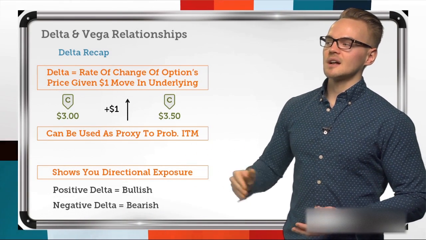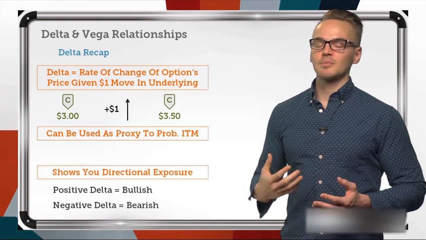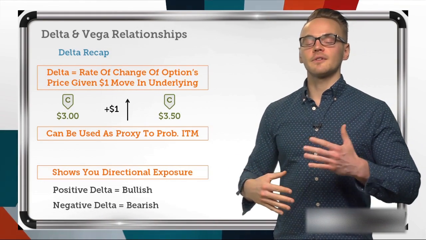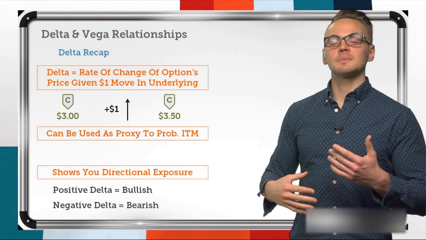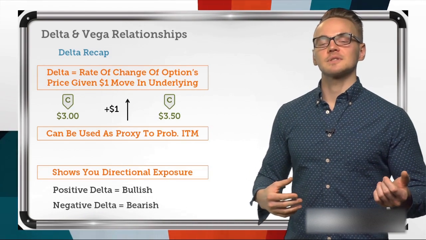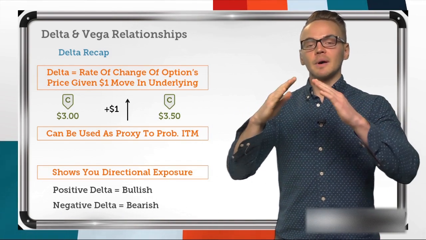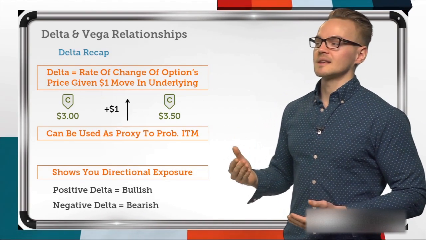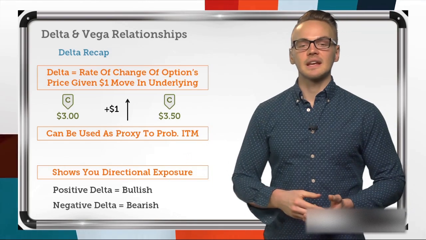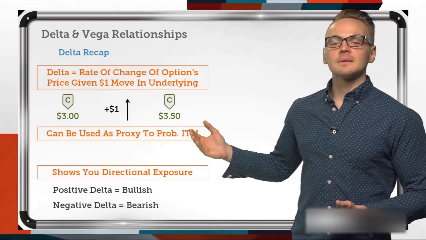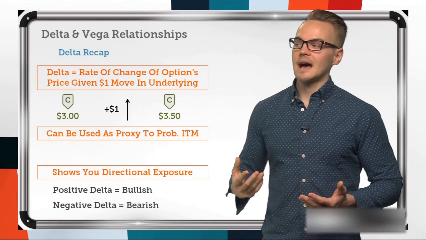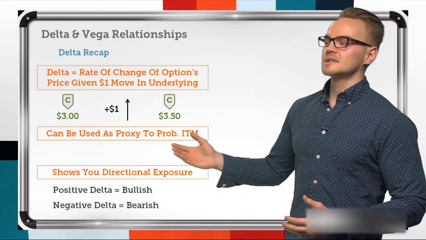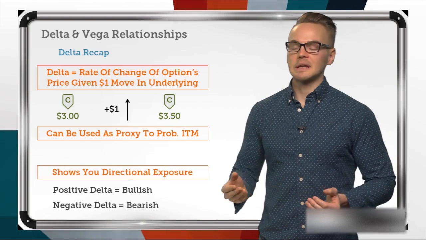Another way we can use delta is as a proxy to probability of being in the money. So if we understand that the farther out of the money options we look at, there's going to be a lower and lower probability of those options being in the money, it's going to look like a bell curve. And the closer we get to at the money, the closer we're going to get to that 50% mark of the probability of being in the money. And the more and more in the money we go, we're going to have that higher probability of it remaining in the money because it's already in the money. So you can use delta as a proxy to our probability of being in the money.